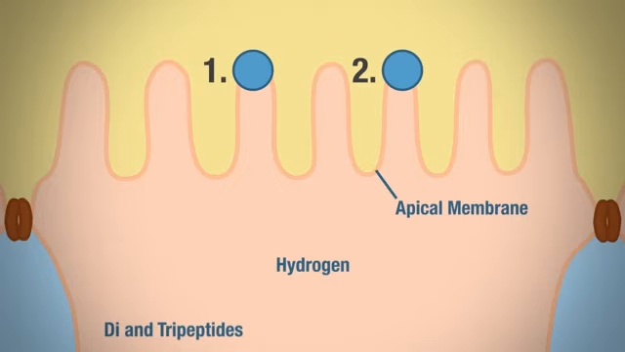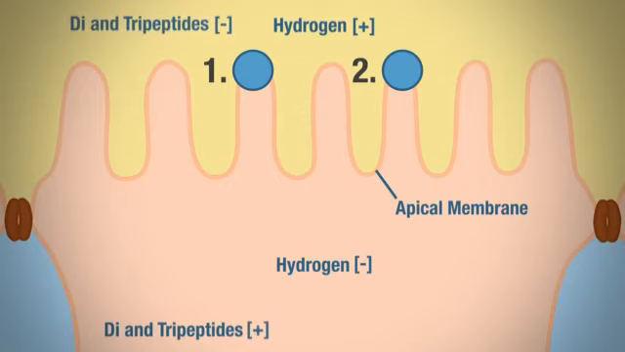So the hydrogen ions are at a high concentration in the lumen, and this is still the lumen of the small intestine. So hydrogen ions are going from a high to a low concentration, which is going to help create the energy to drive your di and your tripeptides from a low concentration in the lumen to a higher concentration in the epithelial cells. So now then, we've got di and tripeptides inside the epithelial cell.